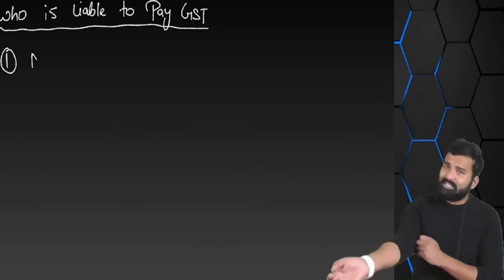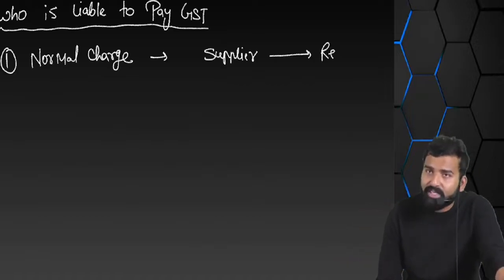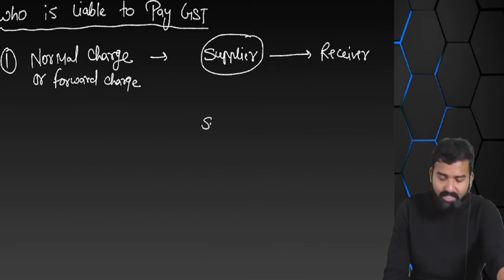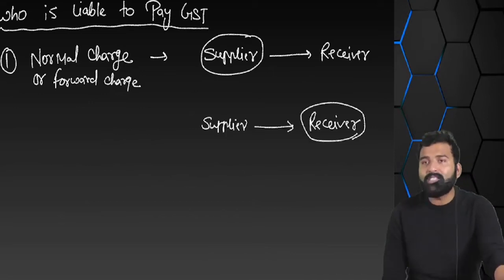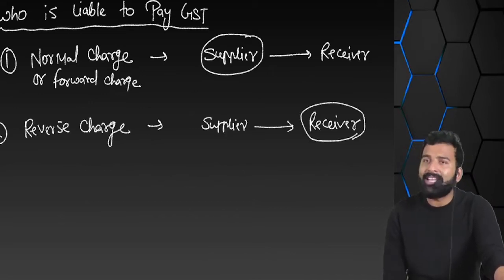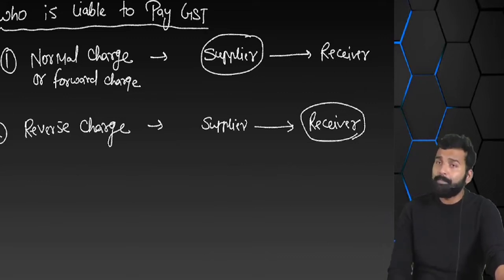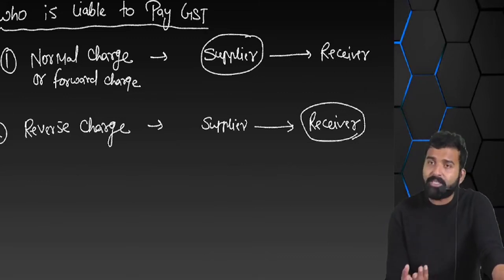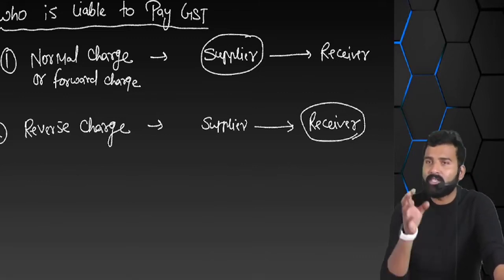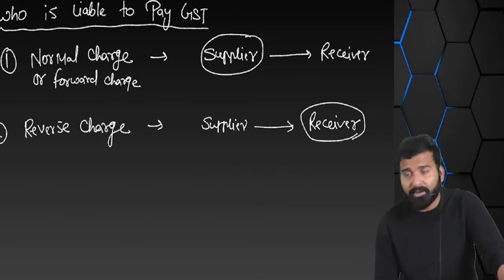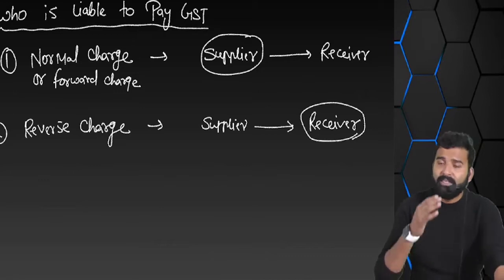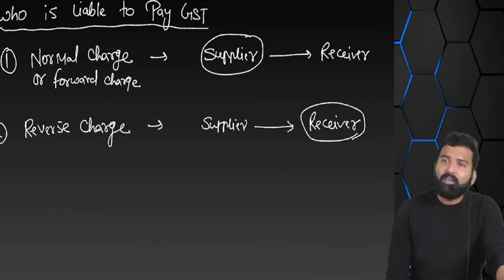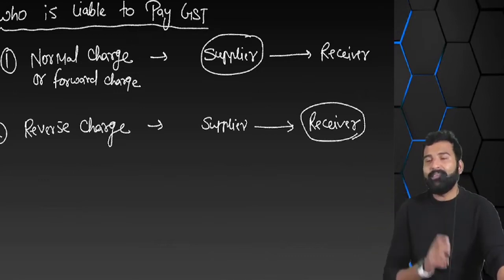After that, I covered who is liable to pay GST. There are two types of mechanism: forward charge and reverse charge. In forward charge, the supplier is liable to pay tax. But in reverse charge, if I am selling goods to another person, that buyer who is receiving the goods is liable to pay tax to the government. He is not going to pay me; he is going to pay directly to the government. That is called RCM, reverse charge mechanism.